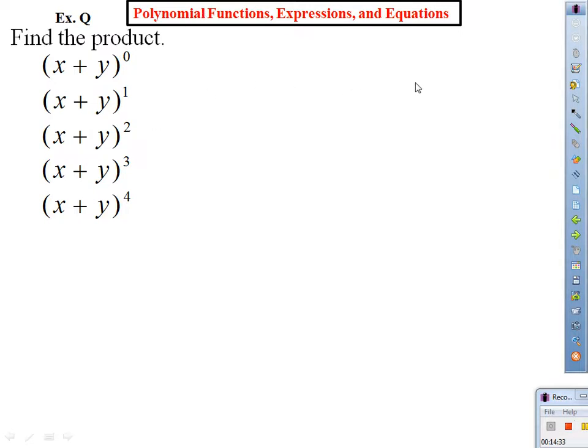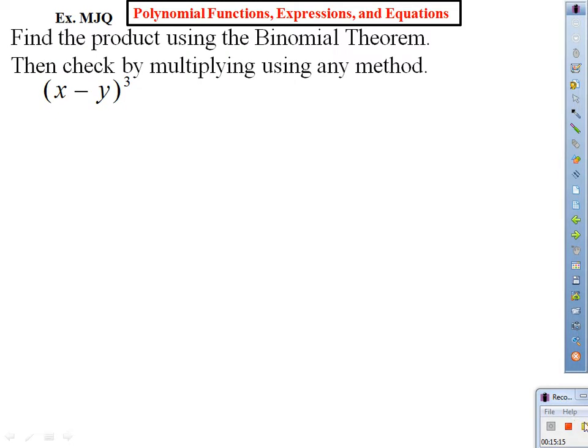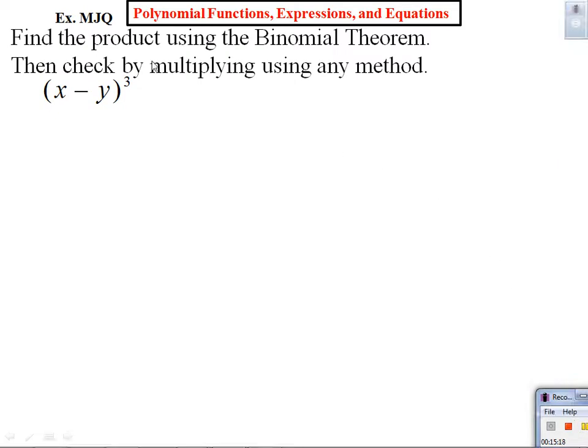At the end, once we come up with a simplification, we need to check. How do we check? If you're not sure, you multiply all the binomials times each other, and it should give you the same thing that we got with the pattern. Okay? Copy that, and I'll show you how to use the binomial theorem. So once again, it says, find the product using the binomial theorem. What is that, Mr. Q? Multiplying binomials using the Pascal triangle pattern.